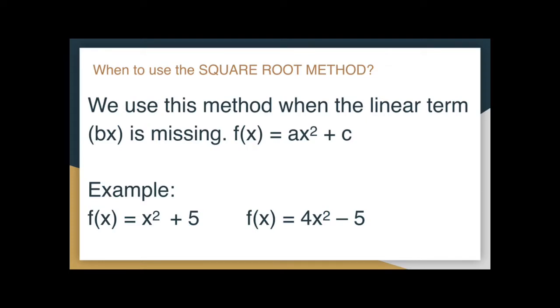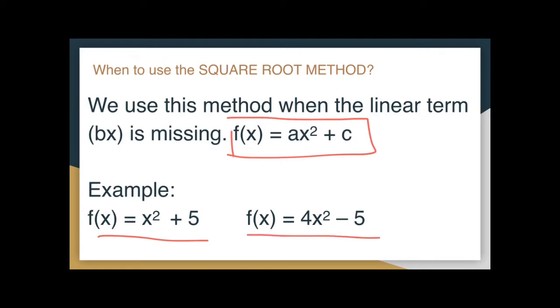Before giving you a few examples, let me just remind you that this square root method is quite limited in terms of applications because this is not applicable to all types of quadratic functions. This is only applicable when the quadratic function looks like this: f of x equals ax squared plus c, where the linear term bx is missing. So if you'll consider the following examples, example 1 and example 2, these are the ones where we can use the square root method as a process of finding zeros.